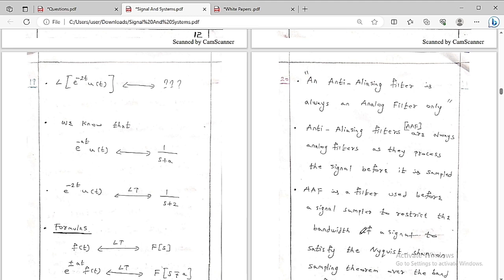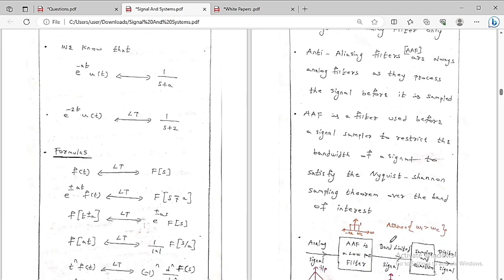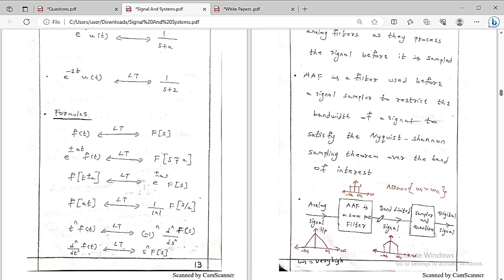An anti-aliasing filter is a filter used before a signal sampler in order to restrict the bandwidth of a signal to satisfy the Nyquist sampling theorem over the band of interest. So in simple words, this anti-aliasing filter is basically a low pass filter and always deals with analog signals. Definitely it is an analog filter, and it limits the bandwidth of the original analog signal to a finite amount of bandwidth. That is the basic agenda of this analog filter.